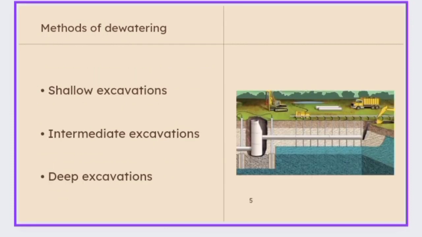Now, what are the methods of dewatering? First is shallow excavations, which use pits and ditches, that is, sumps or interceptor ditches. The second is intermediate excavations, which use well points, vacuum dewatering and electroosmosis. And for deep excavations, jet or venturi pumps are used.